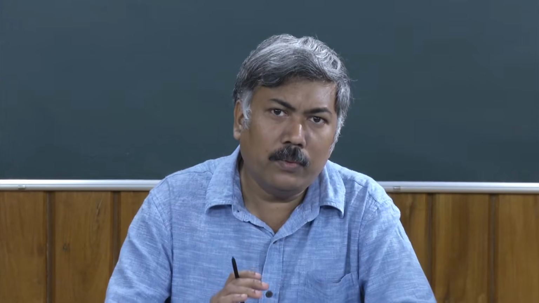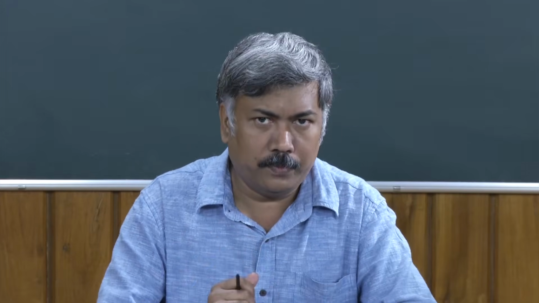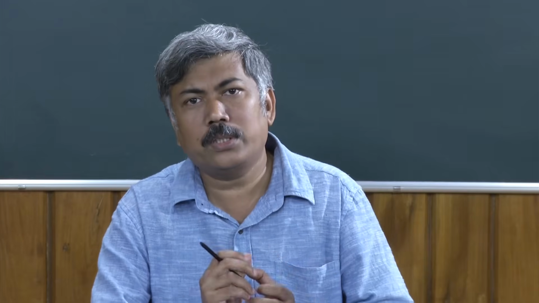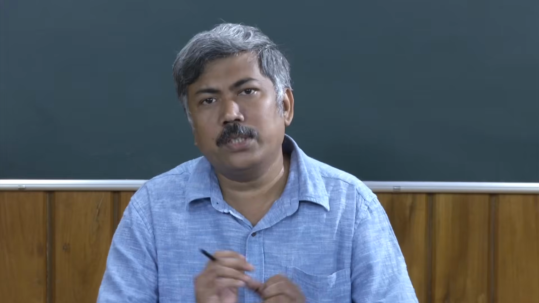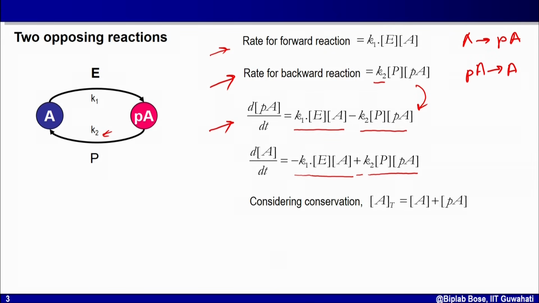Now if I want to reduce these two number of ODEs into only one, what I can do, I can consider the conservation of substrate. If you remember, many a time we use this conservation rule to reduce number of dependent variables, so we can reduce number of ODEs. So here I can assume that the total amount of the substrate, that is A, remains constant, and that is AT, and it is made up of free A, which is not phosphorylated, plus phosphorylated A, and I can consider this whole sum is constant.